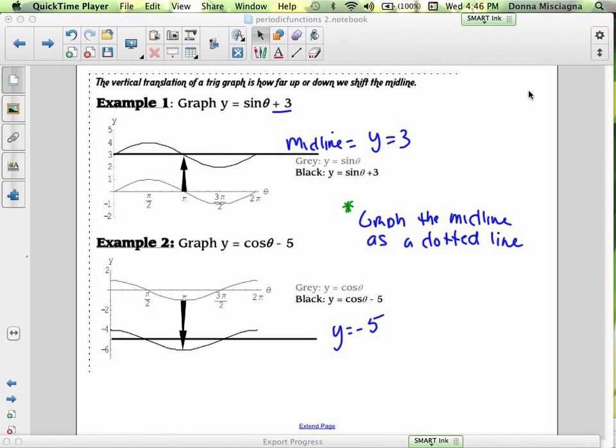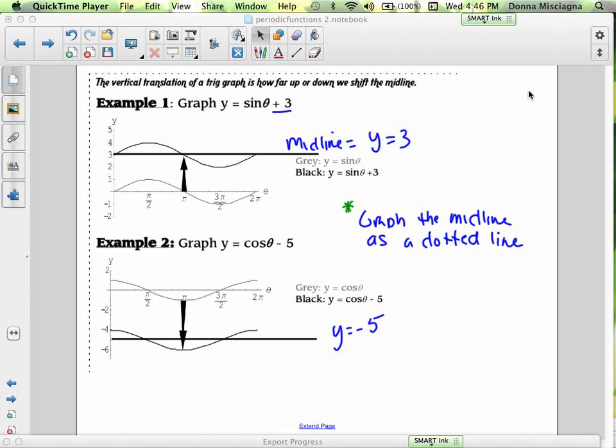If we have y equals sine theta plus 3, we're going to shift our graph up 3. And so now it's going to oscillate around y equals 3. All right, so that's our midline. Our midline is just whatever our shift is. Here we have the graph of y equals cosine theta minus 5. The graph shifts down 5, and we have a new midline at y equals negative 5.